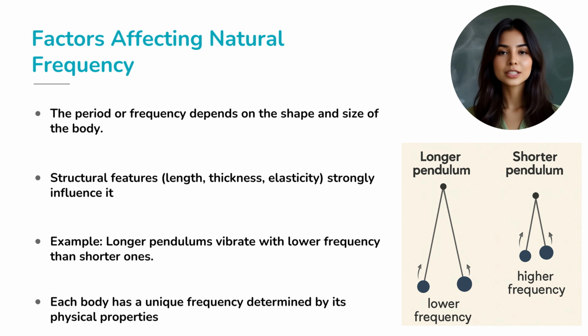So what decides this natural frequency? It depends mainly on the shape and size of the body. A long pendulum swings slowly because it has a larger period, while a shorter one swings faster. The structure and elasticity of the material also play a role. This is why musical instruments of different sizes sound different, even if they're made of the same material. Physics is basically telling us size and shape matter when it comes to vibrations.